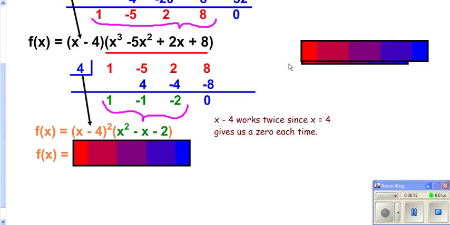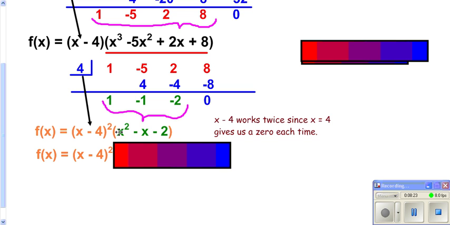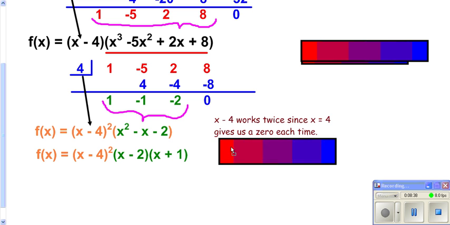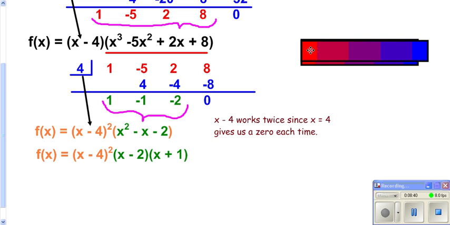Now, we want it written as a product of linear factors, so we don't want to leave it as a quadratic here in green, so you want to factor that even farther yet. Are there any factors of a negative 2 that add together to give you that negative 1 right here? And well, yes, we could use an x minus 2 and an x plus 1. What we have here is it being written as a product of linear factors.